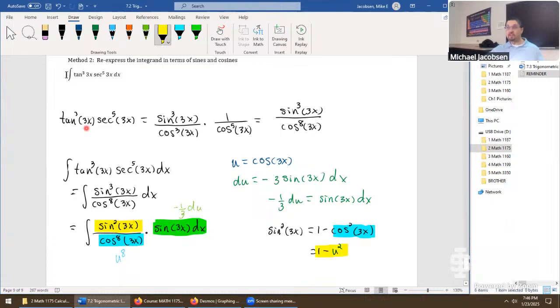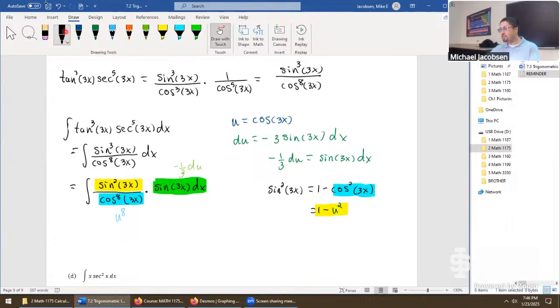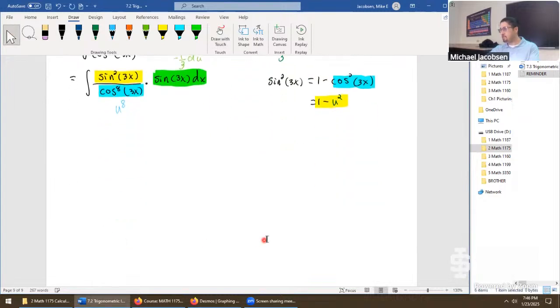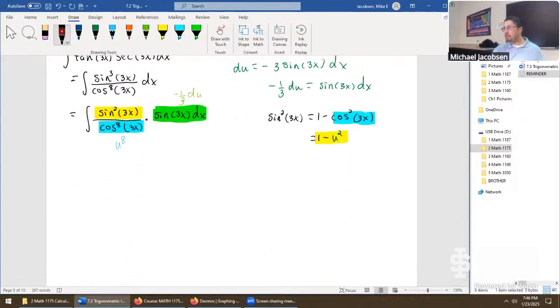So all that will go up here in the numerator. Let's see how this finally all ties together. So this is now the integral, and I'll put the -1/3 out in front. For the sine squared, we've got the function 1 minus u squared. Down below, u power 8. And sine 3x dx is the du, with the -1/3 now way out in front. This looks very approachable now.